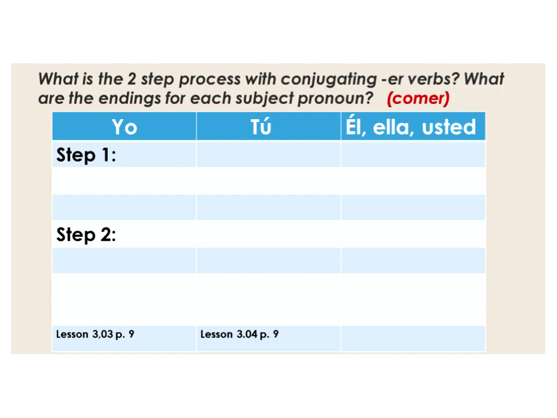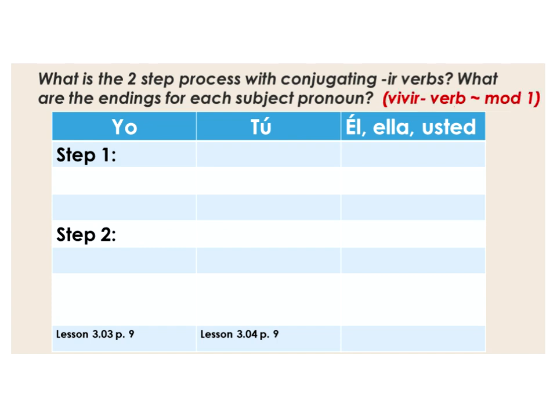What about comer, which is an example of an ER verb? We just did an AR verb. Now we're doing the second type, which is an ER verb. What's the first step? You remove the ER. Very good, Joshua. And then step two is you add the correct ending. So what's the ending for yo? Oh, como. What is it for tú? ES. Very good. What about él, ella, and usted? Just the E. Correct.